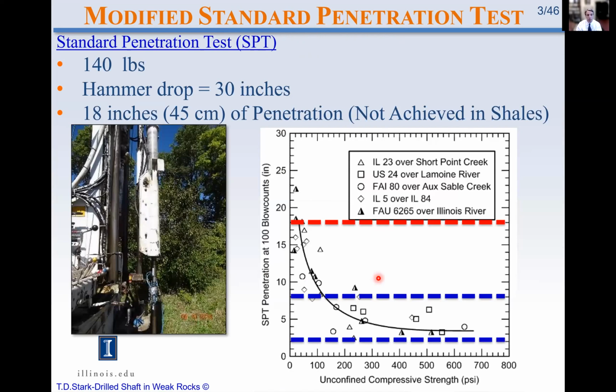So what's the problem? In a standard penetration test, we drop a 140-pound weight 30 inches. And the split spoon sampler is supposed to go 18 inches. And we use the blow counts over the last 12 to come up with the blow count for that particular test. However, in this intermediate geologic material, we never get to 18 inches. And so frequently we're around 3 inches to 8 inches, somewhere between, say, these two blue lines.